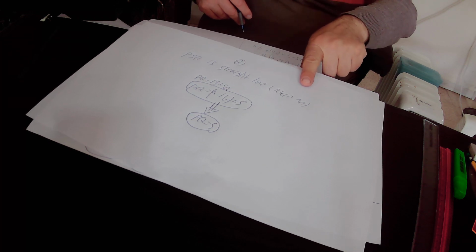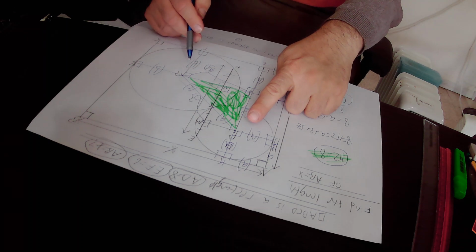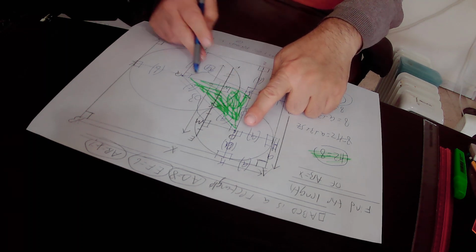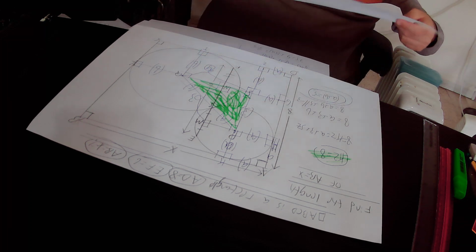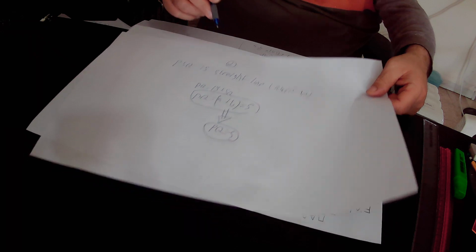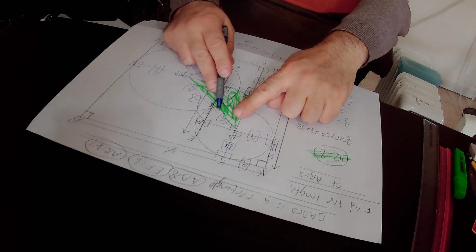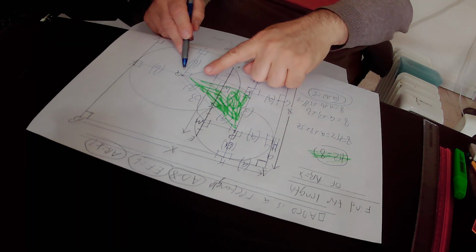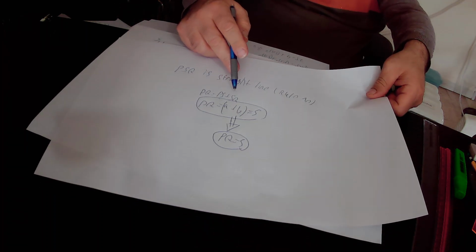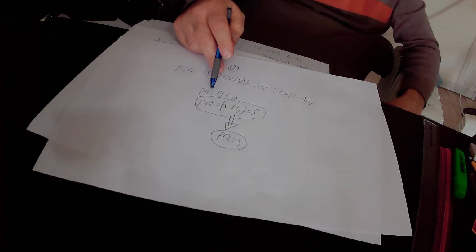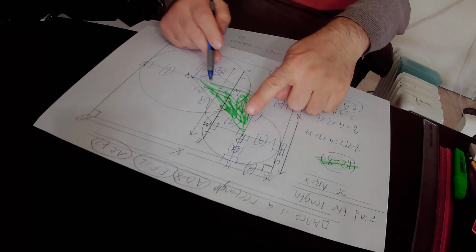PSQ is one straight line. And because of the fact that PSQ is one straight line, it means that the length of PQ will be equal to PS plus SQ. PS is the radius of this small circle, that is A, and SQ is the radius of this big circle, that is B. So we found out that PQ equals A plus B.